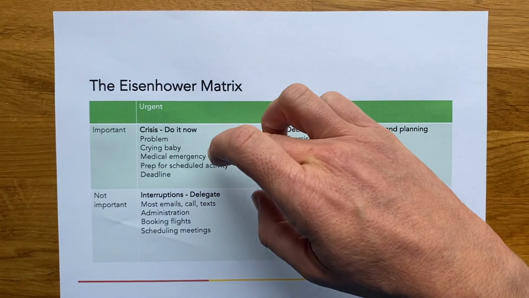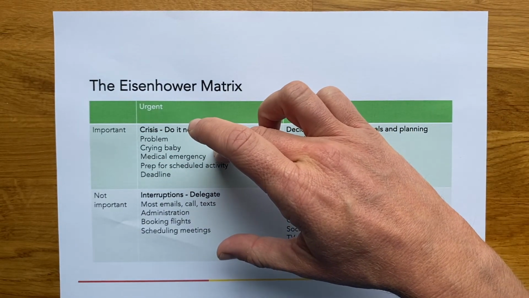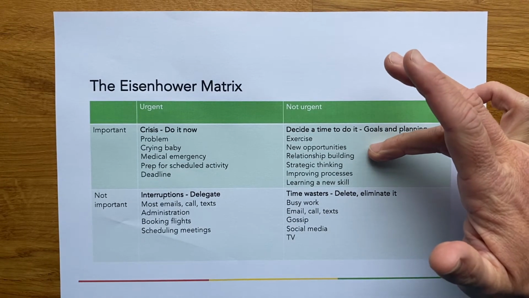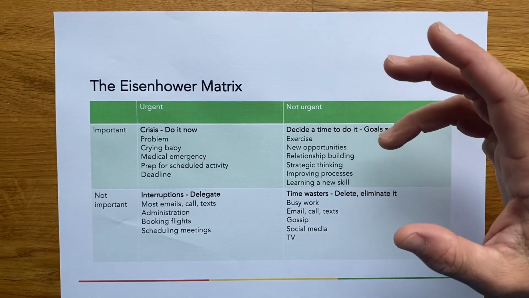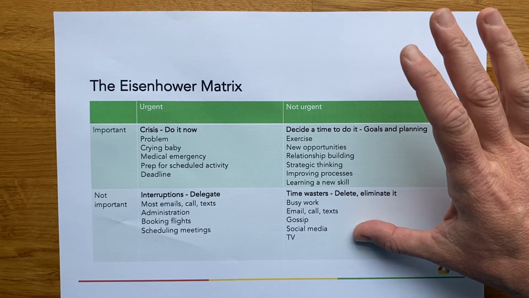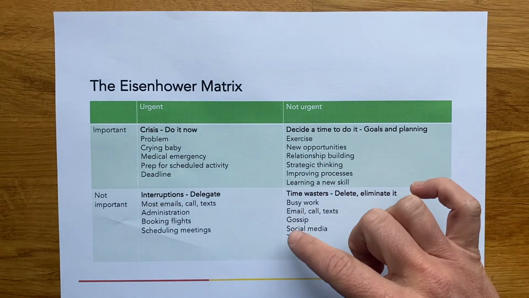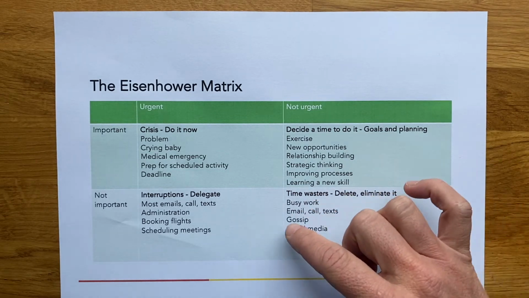So it breaks things up into urgent, important; urgent, not important; not urgent, important; and not urgent, not important. So it enables you to eliminate anything that's in this area here.